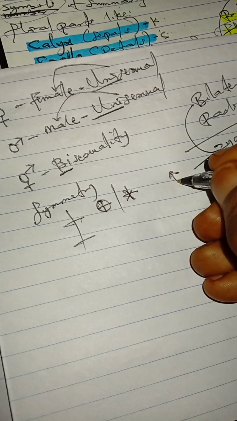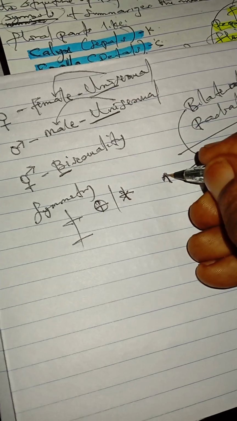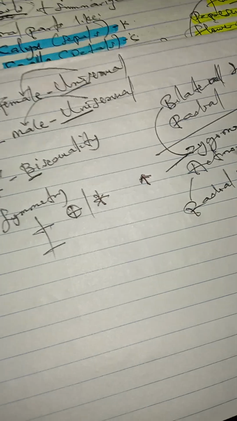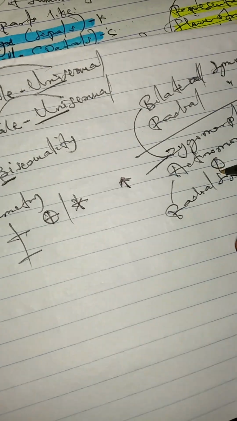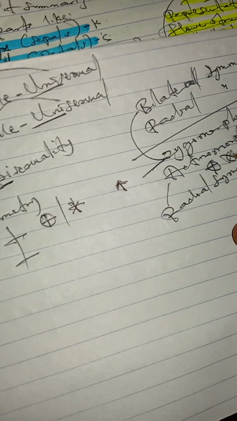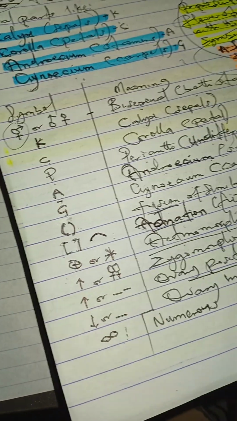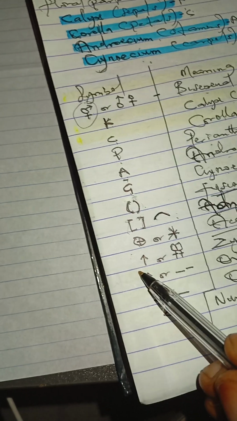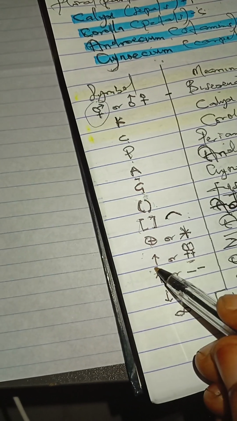So the symbol for zygomorphic is this arrow sign facing up, while the symbol for actinomorphic is this and this. Actinomorphic is this, which is radial symmetry. Zygomorphic is this arrow sign looking up. Or you also have these signs, but primarily they use this sign.